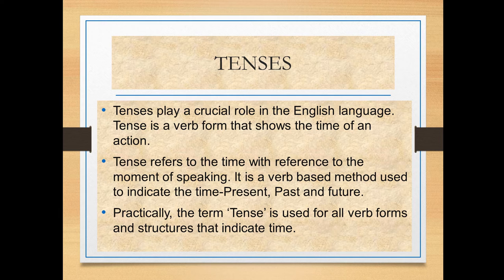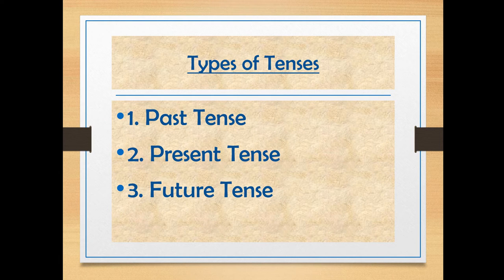Tenses, the meaning we have learnt well, right? It refers to the time with reference to the moment of speaking. It indicates the time when the action took place, whether it was present time, past time, or future time. I hope the meaning is clear to you. Then we discussed the types of tenses. Broadly, there are three types: past tense, present tense, and future tense.